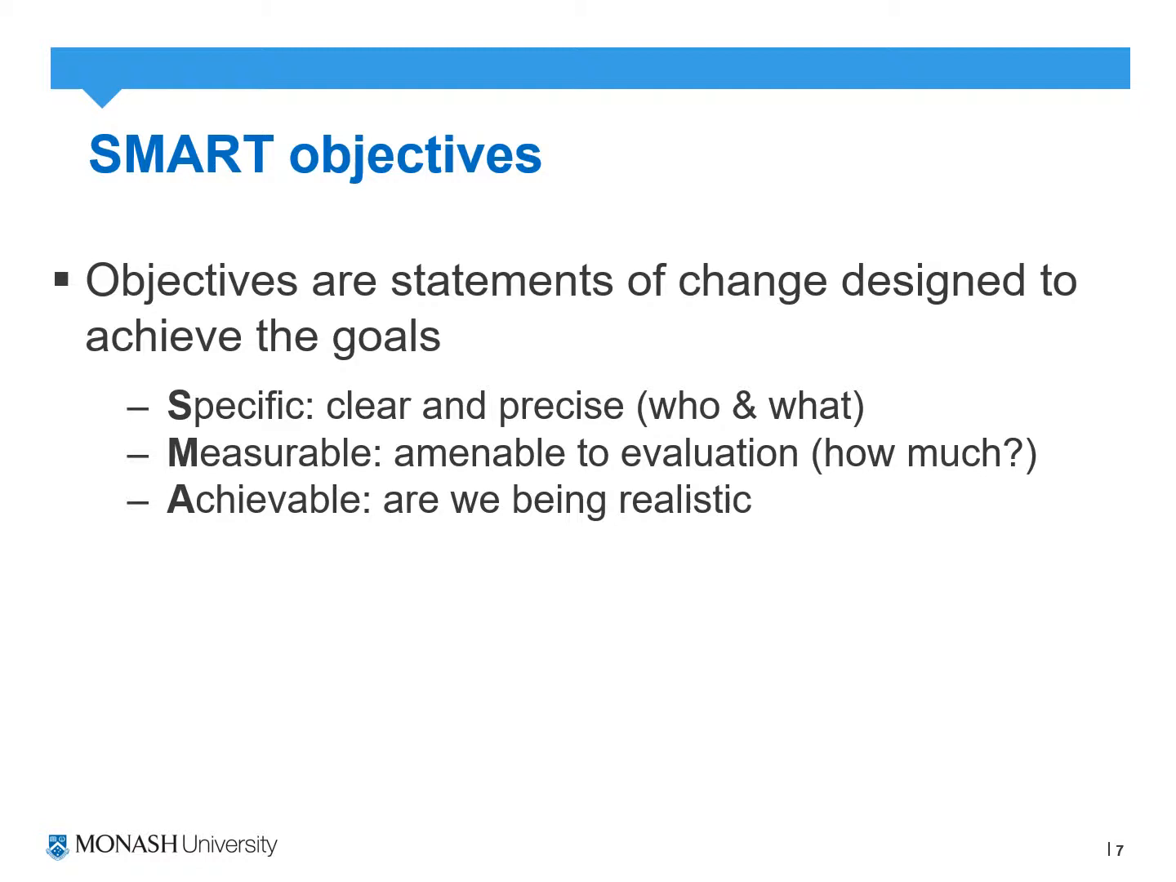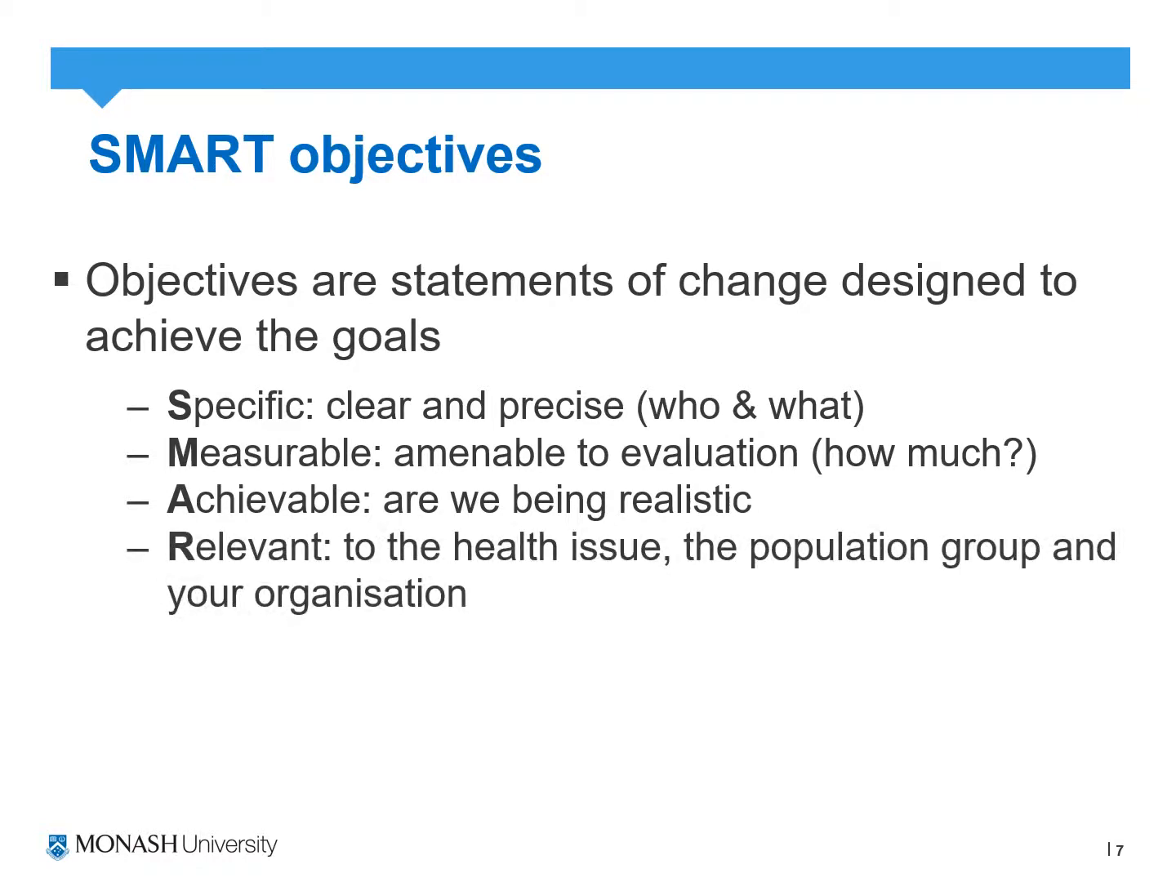Thinking about the achievements, are we actually being realistic? Are we saying that we're going to disseminate our awareness campaign about skin cancer and being sun smart to 25 million Australians? Well, is that really achievable? Are we being realistic?